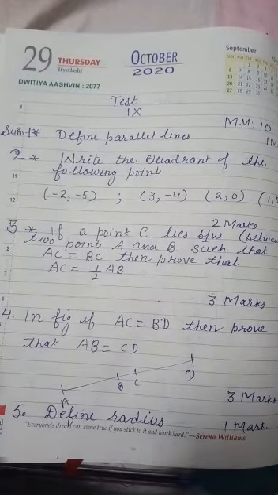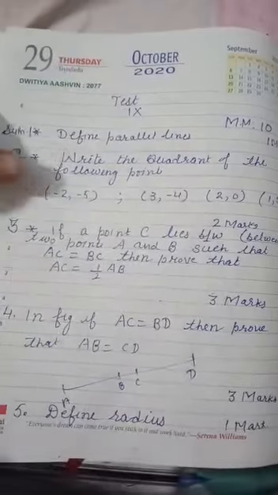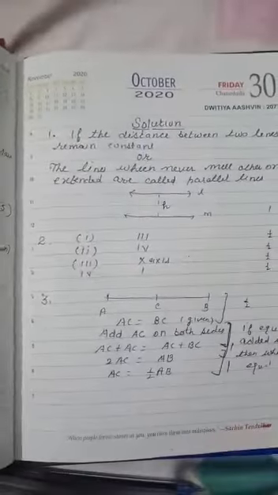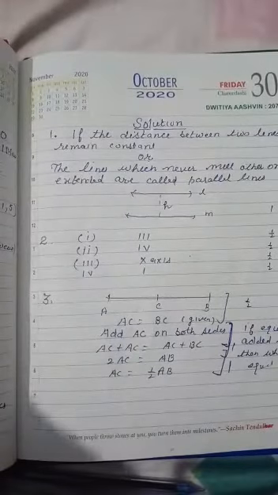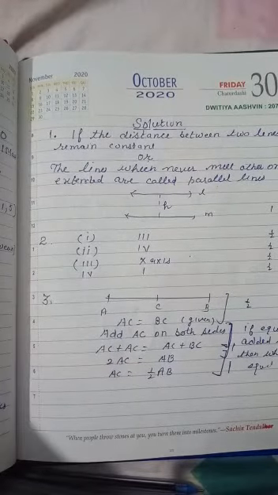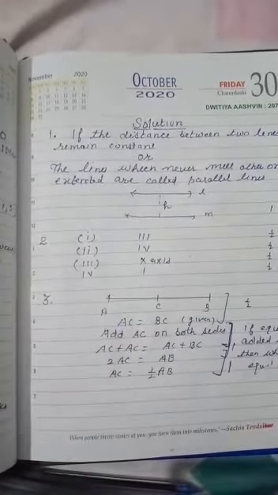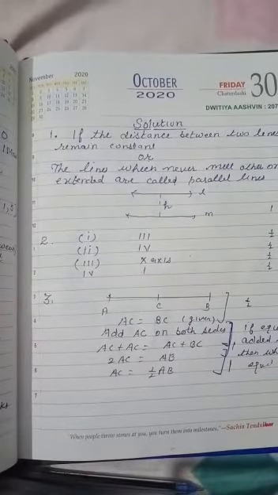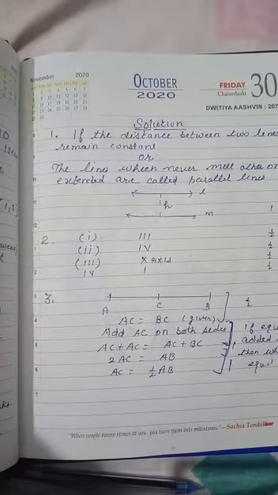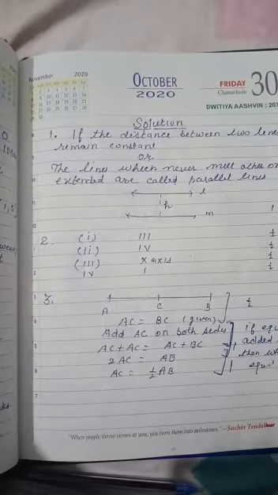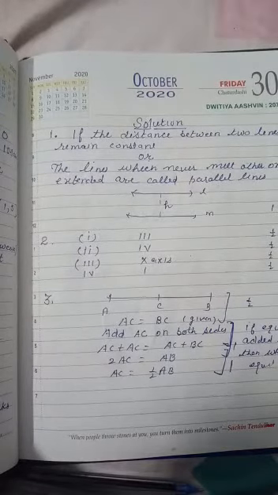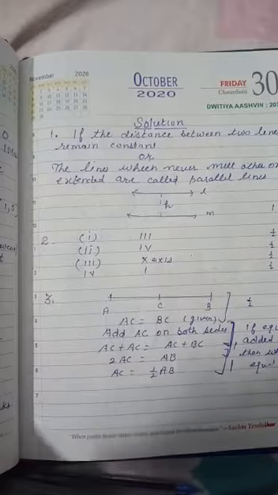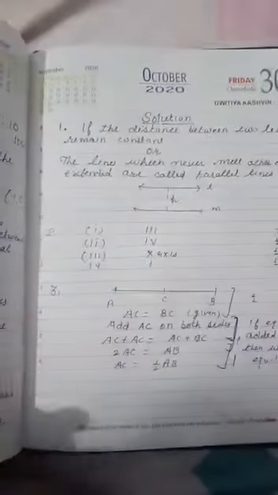First is define parallel line. Yes, define parallel line. The two definitions I am going to write. Then if any one of you has written one, give the full marks. First definition: if the distance between two lines remains constant, then these two lines are said to be parallel lines. Or if the lines never meet on extending, then also the lines are said to be parallel lines. Any one definition you can write.